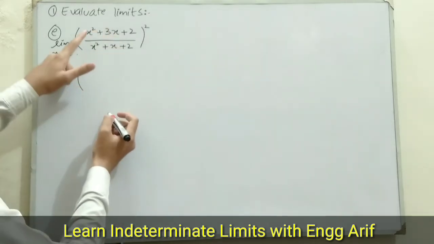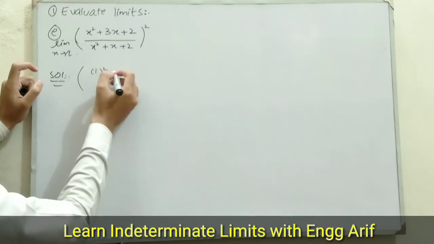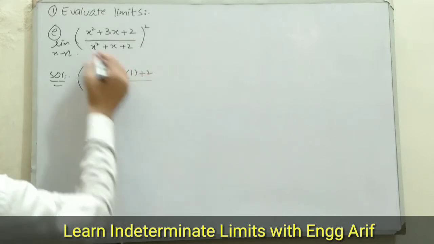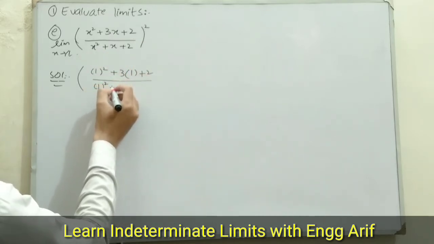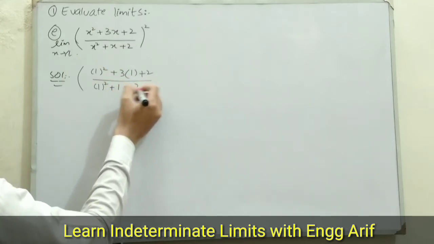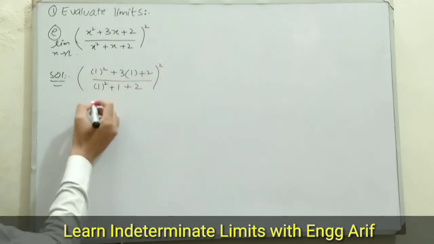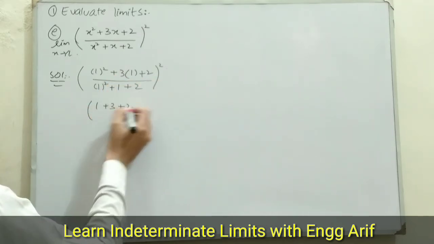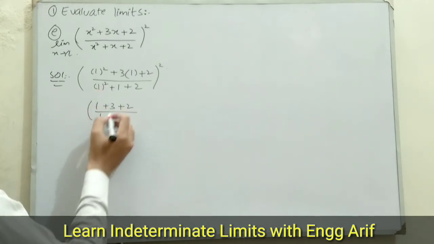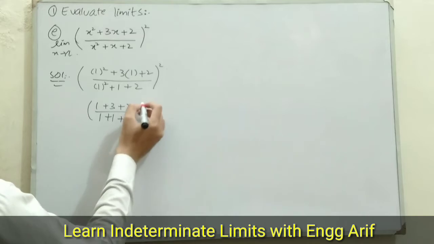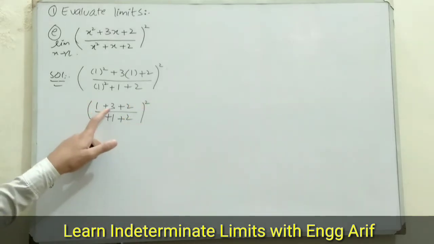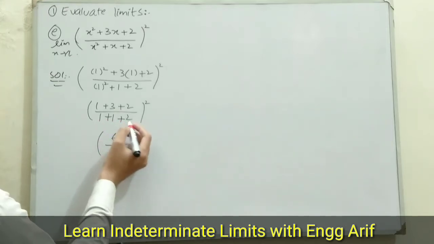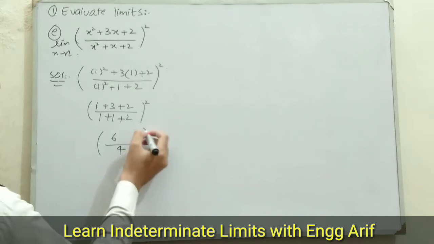So let's put the value of x as 1 here. It becomes 1 square plus 3 times 1 plus 2, divided by 1 square plus 1 plus 2 whole square. Now 1 square gives us 1, plus 3 multiplied by 1 gives us 3, and plus 2. So 1 plus 3 gives us 4, and 4 plus 2 gives us 6, divided by 1 plus 1 gives us 2, and 2 plus 2 gives us 4, whole square.